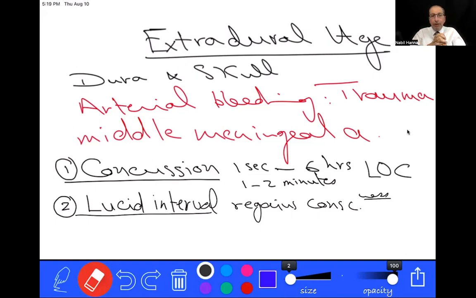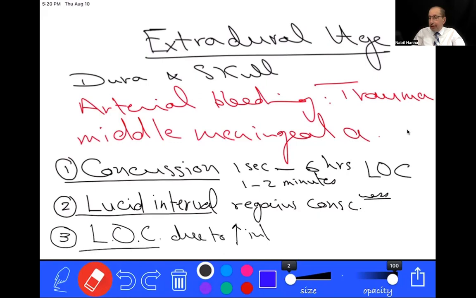And this is what happens with the extradural hemorrhage. Arterial bleeding accumulates rapidly in the extradural space, creating extradural hematoma. And this hematoma will increase the intracranial pressure and will press on the brain, and this will lead to loss of consciousness. But this time, this loss of consciousness is going to be kind of terminal loss of consciousness. So you are going to get loss of consciousness again due to increased intracranial tension.